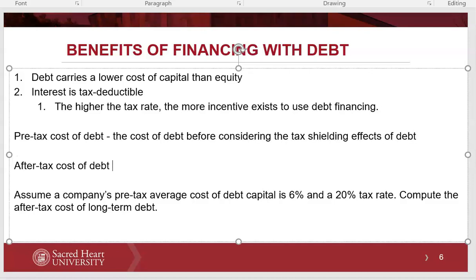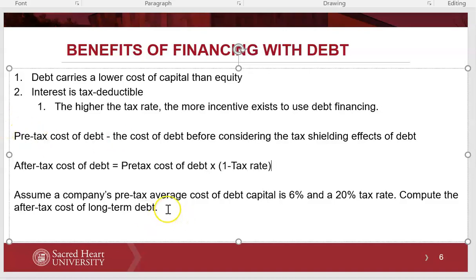The after-tax cost of debt is what the manager of the company really wants to be considering. And that is equal to the pre-tax cost of debt. If you're looking at this from an interest rate perspective, you're thinking of the interest rate on a new loan, but we also want to adjust that by 1 minus the tax rate, the tax savings on that debt.